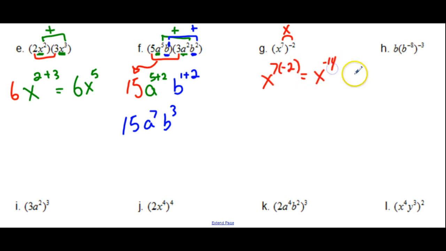negative 14, right? But then now let's think about our first video. This negative 14, we can't have that, right? And we're going to think that this is kind of like over 1, right? This negative 14, we got to change it, so this whole thing, we got to put it on the bottom because it's already on top. We need that negative to go away, so we got to put it on the bottom. Your answer is going to look like x to the 14.